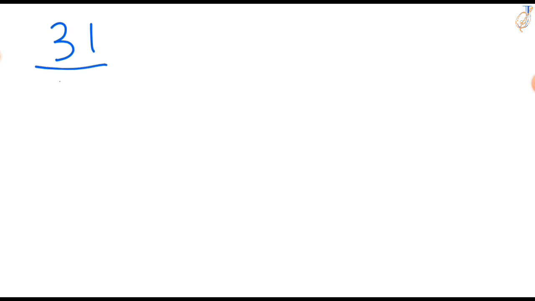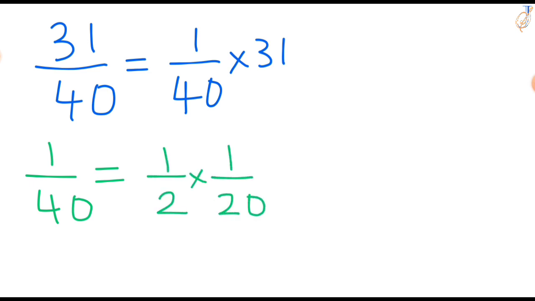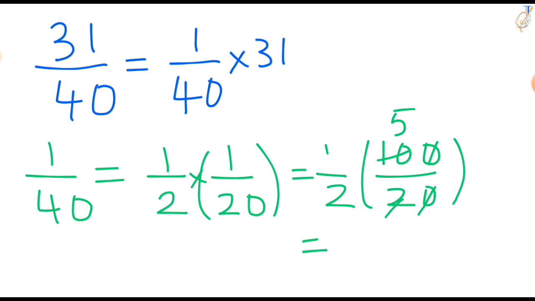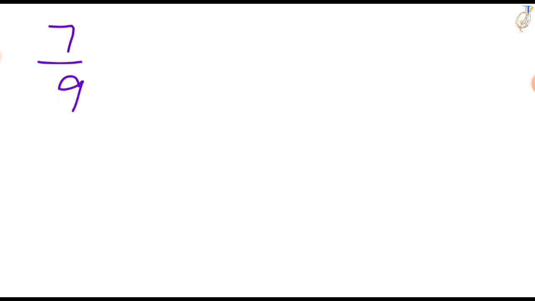Now we will see 31 divided by 40. This we can write as 1 by 40 times 31. We can split this 1 by 40 as 1 by 2 times 1 by 20. So 20 times 2 is 40. So what is the value of 1 by 20? 1 by 20 value is 5. 5 divided by 2, we will get 2.5. So 1 by 40, the value is 2.5. Using this 2.5, if you do times 31, then we will get the value 77.5 percentage.